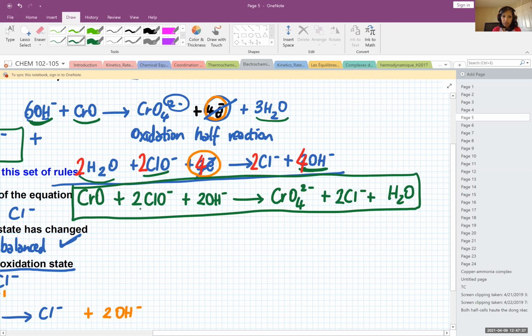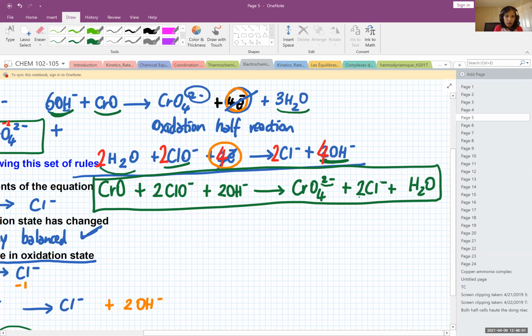Check the charges. We've got 2 negative and 2 negative, 4 negative charges on the reactant side. We've got 2 negative and 2 negative charges here, 4 on the product side. So you see it is balanced. So as you see, if each step has been done correctly, you will end up with a balanced equation. Okay.